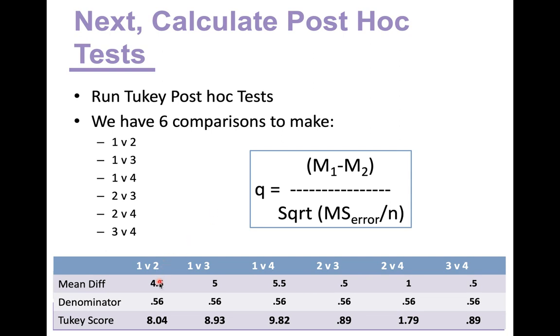So 4.5 divided by 0.56 is 8.04. 5 divided by 0.56 is 8.93. 5.5 divided by 0.56 is 9.82, so on and so forth. So we get our 6 Tukey Qs.